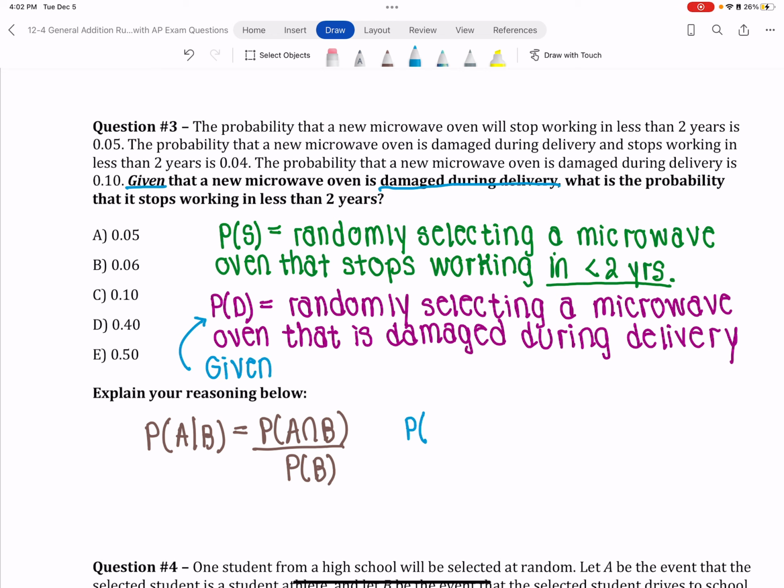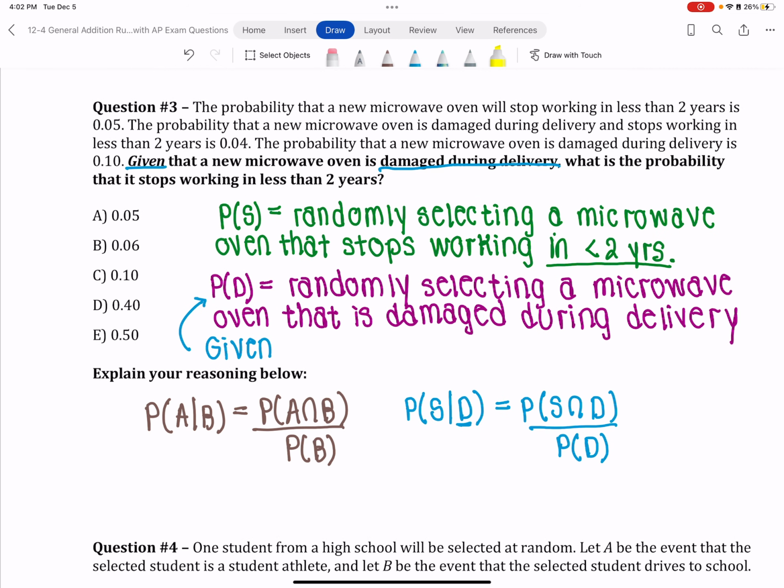Okay, so it's probability of S given probability of D. The given is always to the right of this notation here. I'm going to set that as equal to probability of S and D happening, all divided by the probability of D happening.